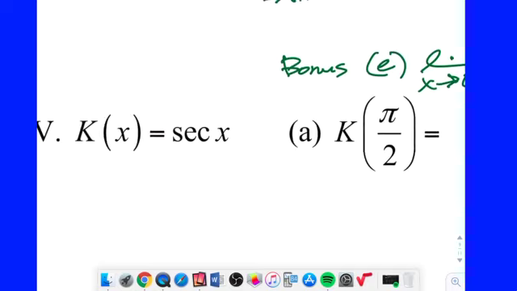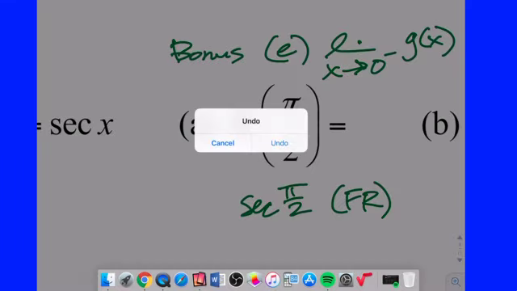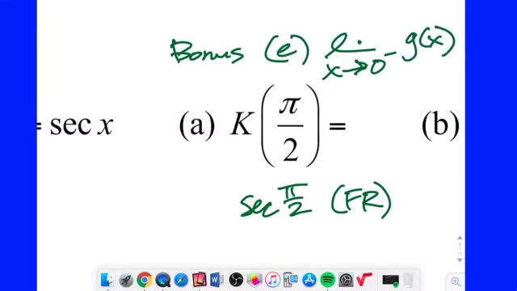So k of pi halves, is that a limit or a function value? It's asking us k of pi halves. That's a function value, right? That's the bridge. You use direct substitution, and you get secant of pi halves. Is that an okay place to stop on a free response? You would think it is, but it's not. Why? Because it doesn't exist.